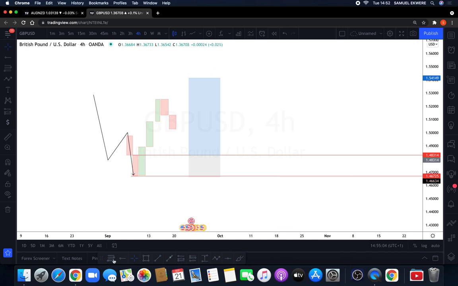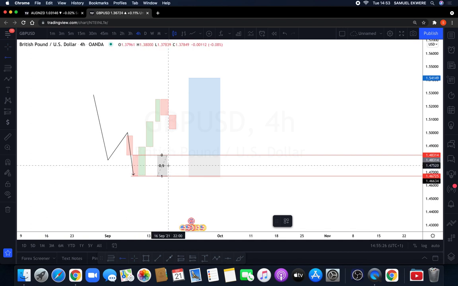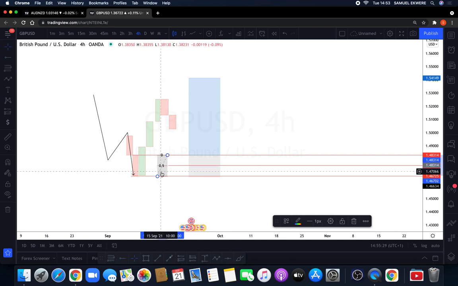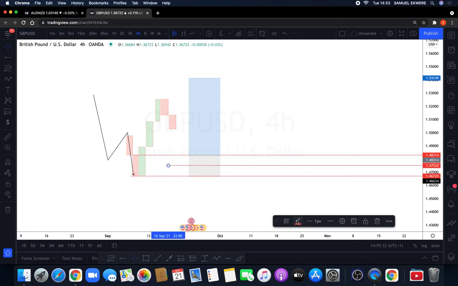So you could just take your Fibonacci, measure the distance between the open and the close of the other block. That's the bullish order block. So if I do that, the 50% is going to be the 0.5 level, which is just right here. Okay, so I'm going to have that level to be my 50%.